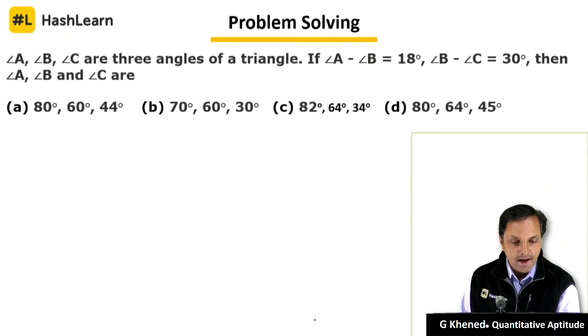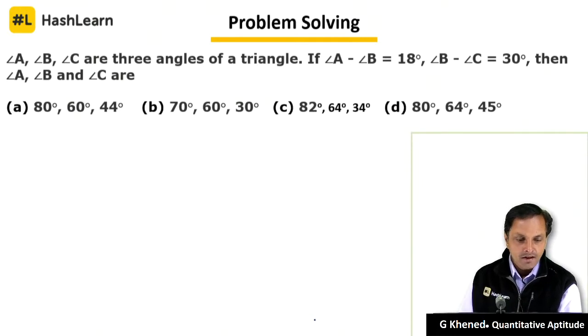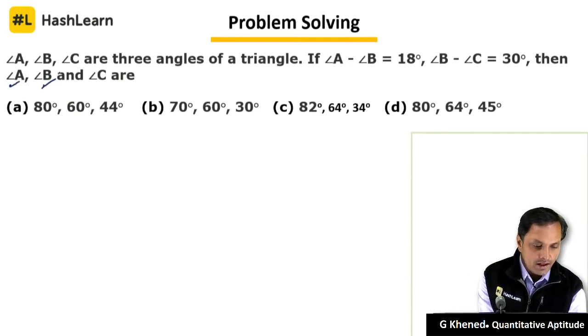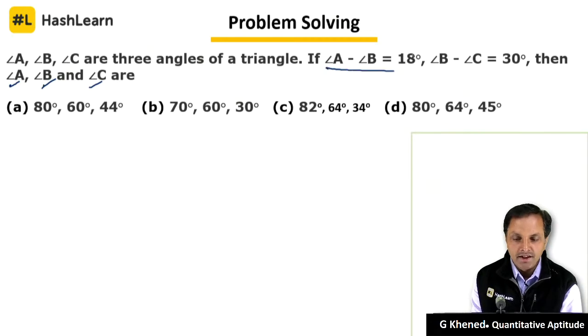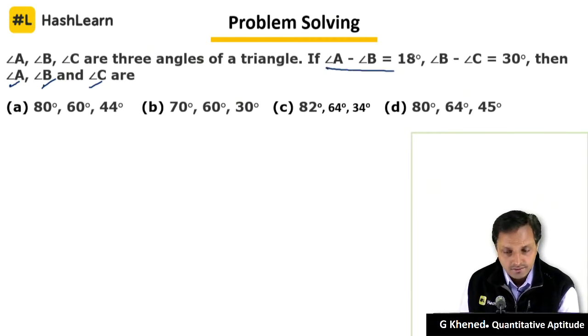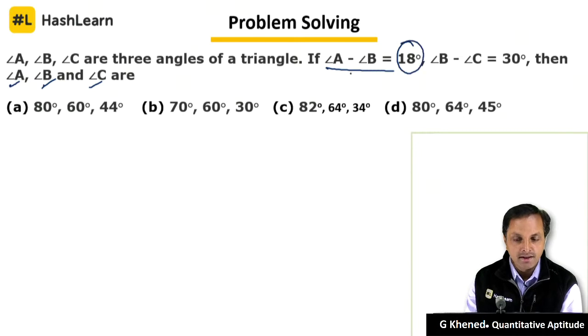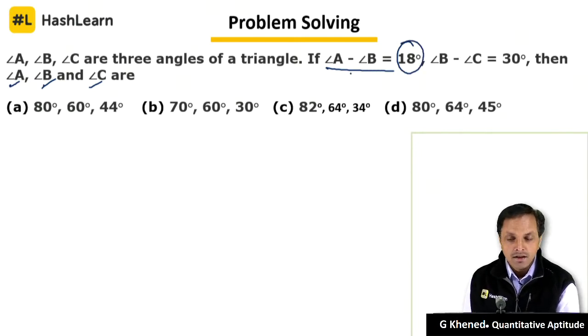There are three angles of a triangle, A minus B, B minus C, then angle ABC are. See, they have given in the order angle A, angle B, angle C. A minus B is 18. You can use the substitution method. If you subtract the angles A and B, you should get 18 degree. So which option is giving you 18 degree? You can always check with the options one by one.